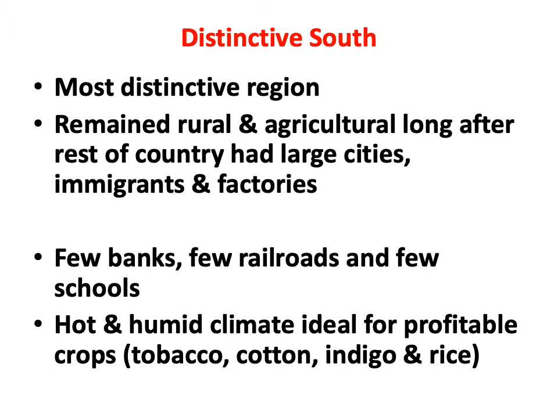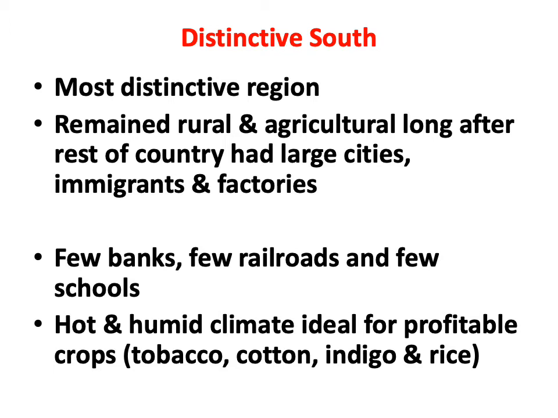As I've mentioned in previous classes, the South was becoming a very distinctive region in the United States as the rest of the country, particularly the Northeast, began to industrialize. The South remained rural with an economy based almost exclusively on agriculture. There were very few large cities, very few immigrants, and very few factories. There were a few small industrial enterprises, but that was not the goal. The goal was large-scale agriculture.